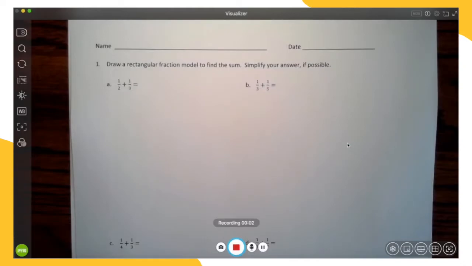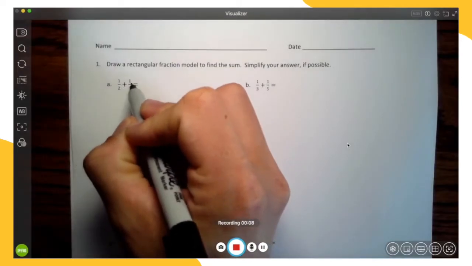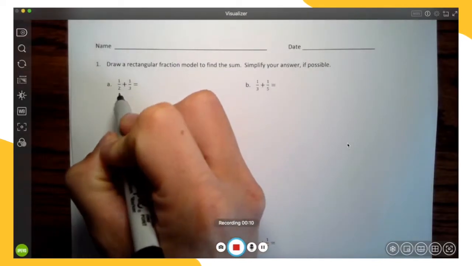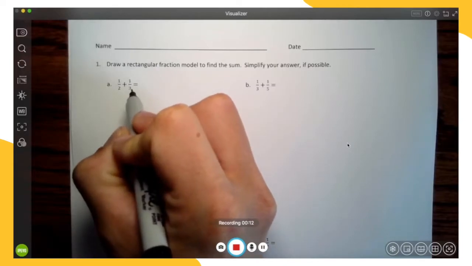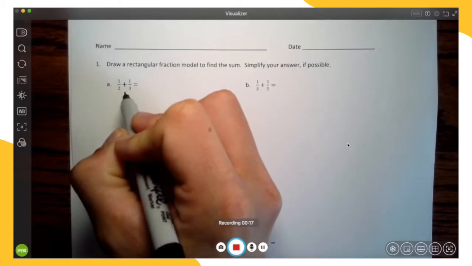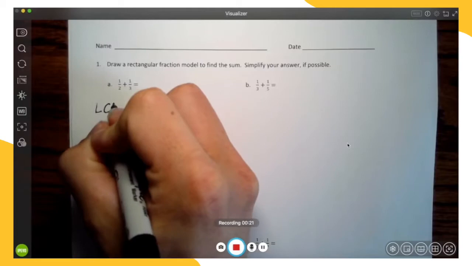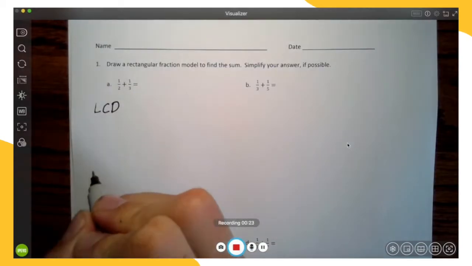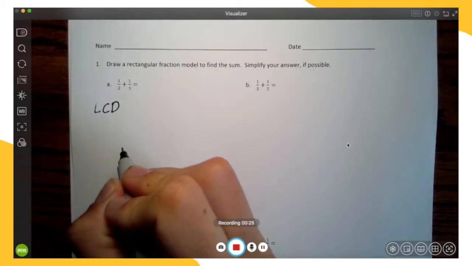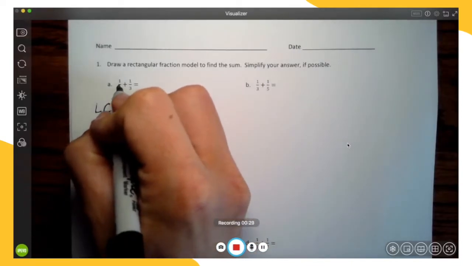Alrighty, today we're going to be adding the fractions 1/2 and 1/3. And this is challenging because those fractions have different denominators. When fractions have different denominators, the first thing I need to do is identify the lowest common denominator. How do I find the lowest common denominator? Remember, to find the lowest common denominator, you skip count by both of your denominators.